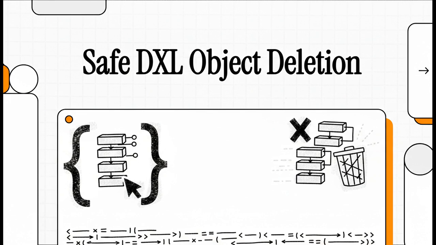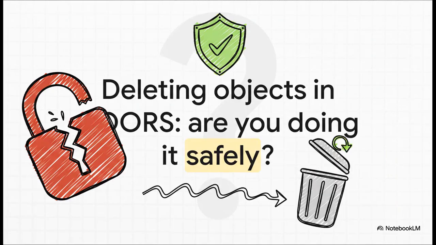Today, we're going to crack open the IBM DXL reference manual and figure out the right way to delete objects. So let's just jump right in with the big question. When your script needs to zap an object, are you sure you're doing it safely? DOORS actually has this built-in safety net, and it's there for a very good reason. We're going to show you exactly how to use it.